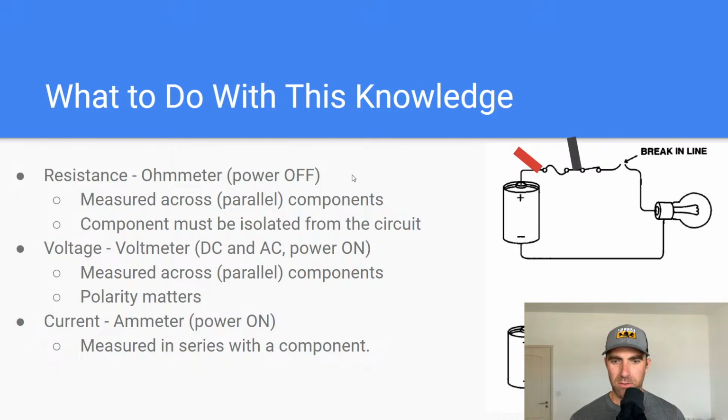All right, so checking for voltage, you would set your multimeter to the voltmeter setting, and there will more often than not be a DC and AC setting. If you're working on a DC system, you would select the DC function. If you're working on an AC system, you would set it to the AC function, and power to the system needs to be turned on.